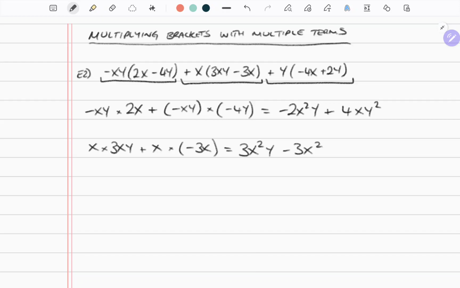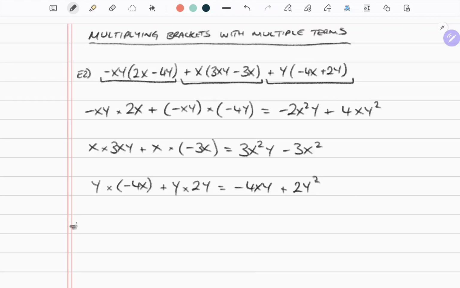And then the last term, we have y as the multiplier multiplied by the minus 4x. Then we have plus y multiplied by the 2y, and that is equal to minus 4xy plus 2y squared.